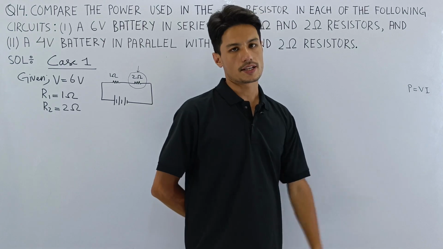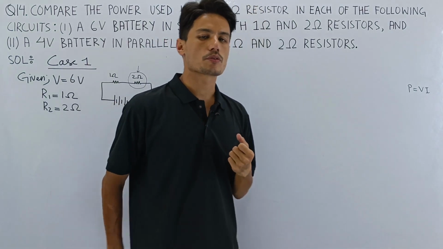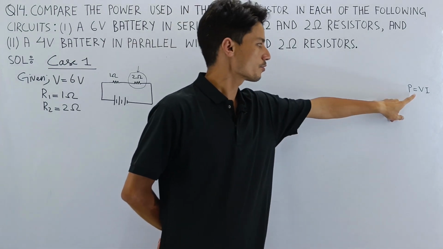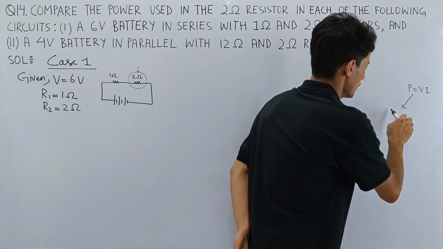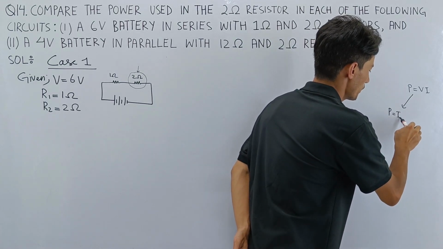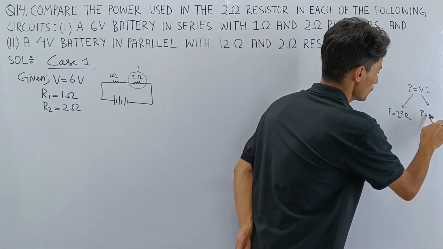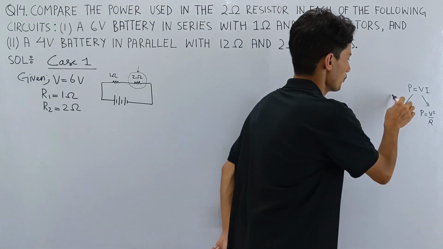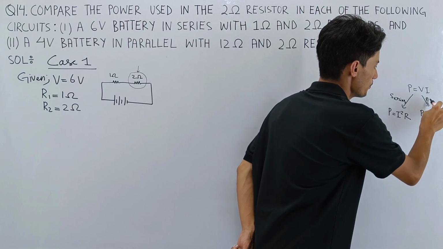This is the primary formula of power, potential difference into current. But if you remember, in question number 12 and in question number 10, there are formulas of power, 2 formulas of power. From the primary formula, we get 2 more formulas of power. One is P is equal to I square R, and the other is P is equal to V square by R. And by now you know very well that this formula we use in series and we use this in parallel.